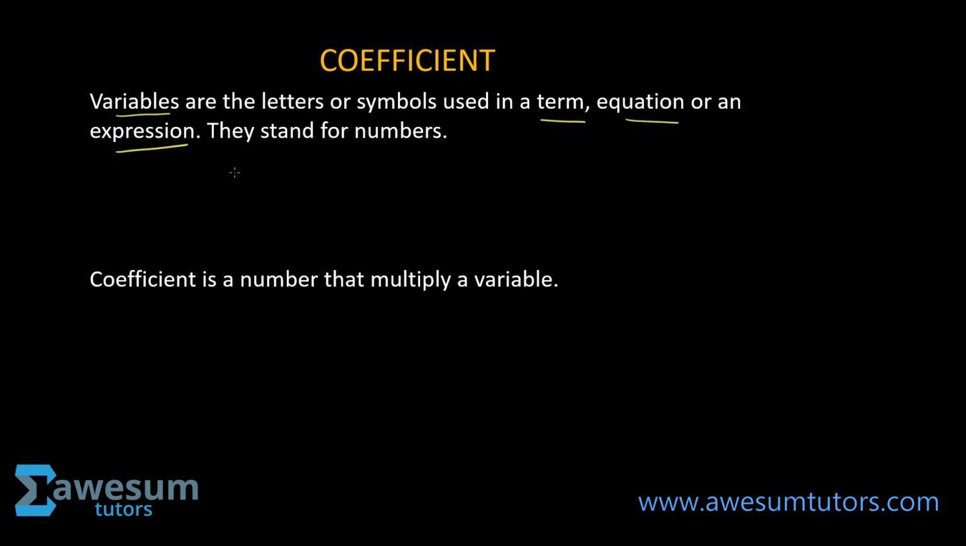Okay, let's quickly take a look at a series of examples to better understand what variables are. If I have y right here, we say variables are the letters or symbols used in a term. This is a term right here. This is y. Y is the letter right here. So that tells us that y is the variable.